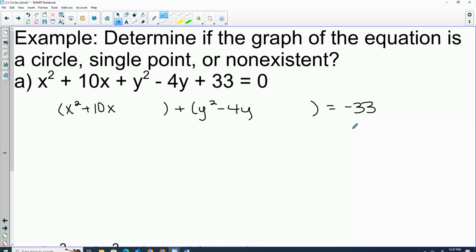We did complete the square in the last chapter. So remember, we need to make this so that it can be factored as a perfect square. So to do that, we have to take our middle term, which was positive 10, divide it by 2, and square it. So 10 divided by 2, 5 squared.